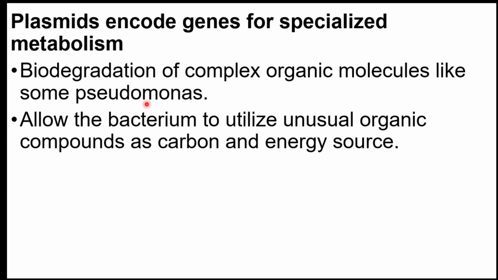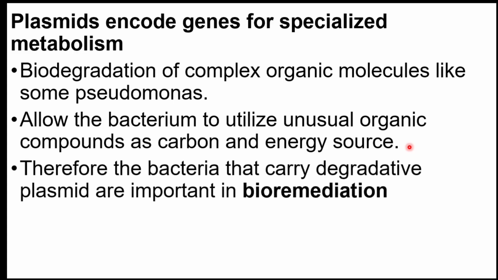Then another specialized metabolism that plasmids can offer the bacteria is that they make it able to utilize unusual organic compounds as carbon and energy sources. When a bacteria is in a situation where it doesn't have the usual carbon and energy sources, it can utilize what it has, and therefore this can increase its survival chances.